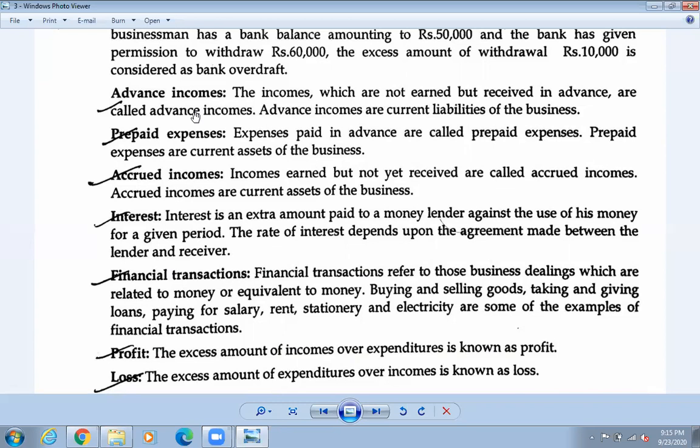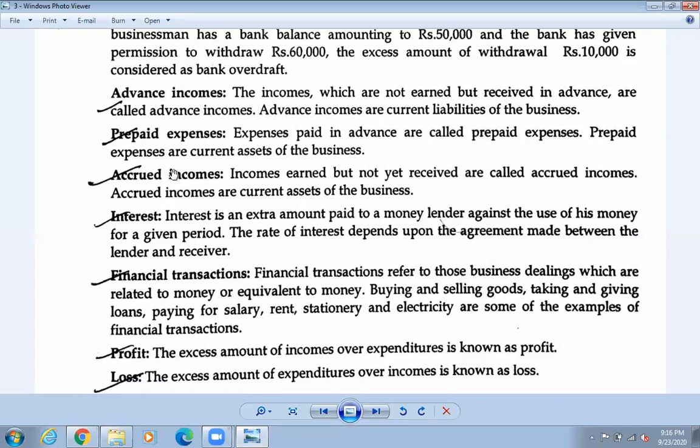My salary, if it is given to me a little earlier in advance, that is called advance income. Okay, the income which is not earned but received in advance. What I should earn and receive in Kartik, but if I ask before that date, then that is called the advance income. So the advance incomes are current liabilities of the business. Is it okay?